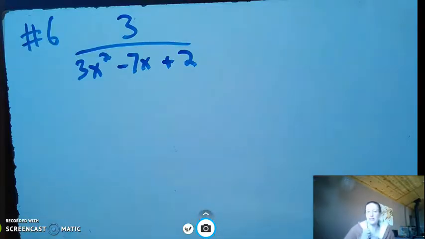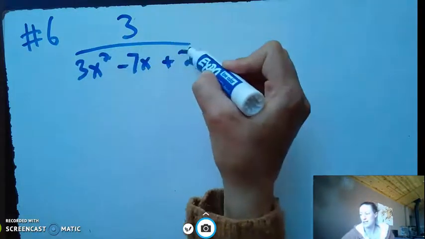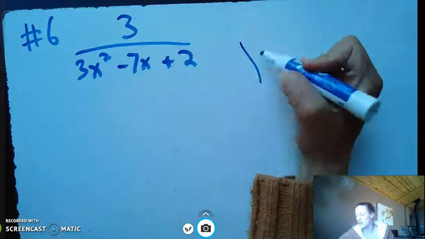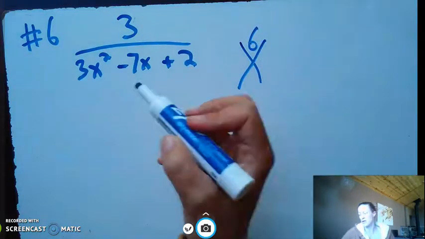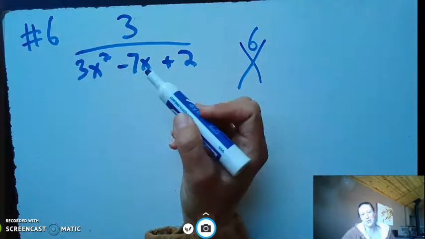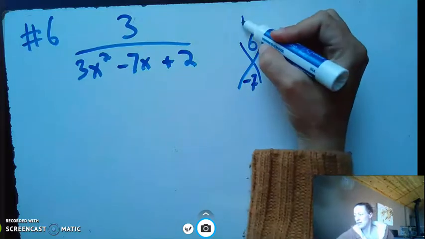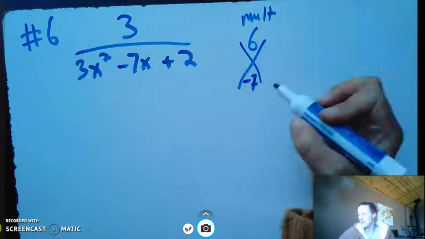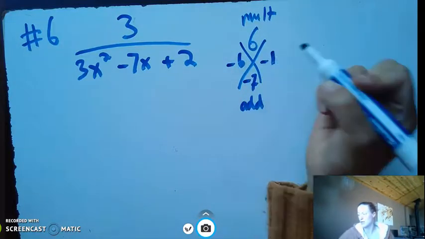Another way that you can do this that works every time is you can multiply the first and the last coefficient. So 3 times 2 is 6. And put it in the top of an X. You might remember this from Algebra 1. And then the middle term, negative 7, goes in here. We need things that multiply to 6 and add to negative 7. So I'm thinking negative 6 and negative 1 will do that.